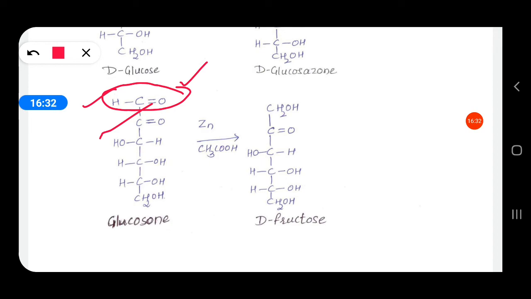The remaining other reducing agents will reduce both the carbonyl groups. So here the selective reducing agents are used. In presence of acetic acid, zinc reduces the aldehyde group rather than the ketonic group. So this aldehyde group is converted into CH2OH. Thus glucose is converted into D-fructose.